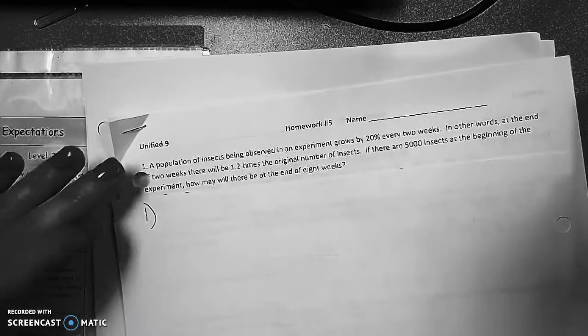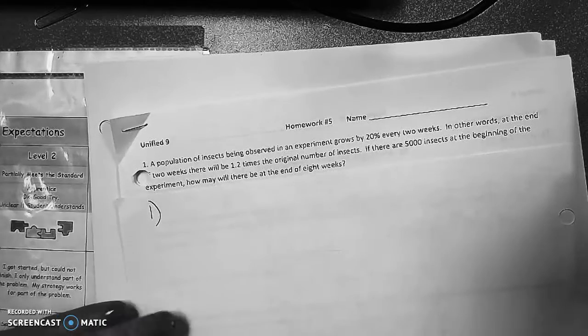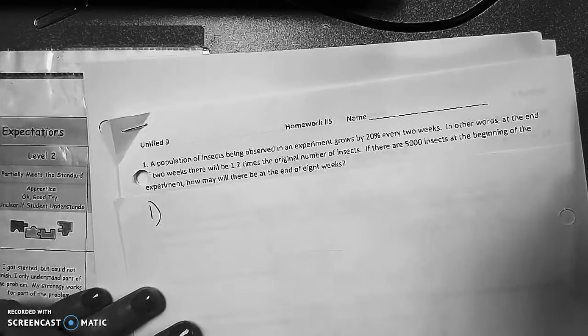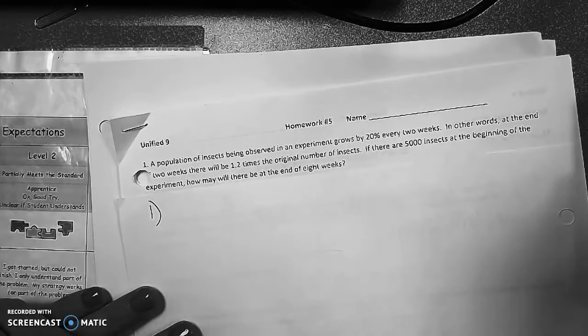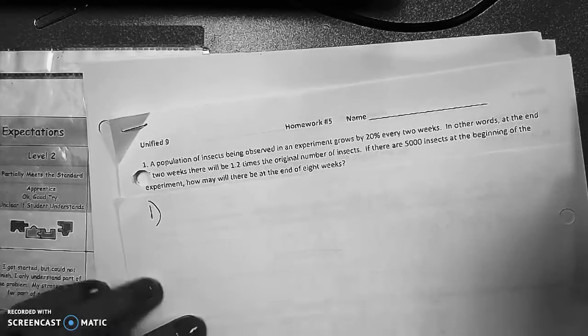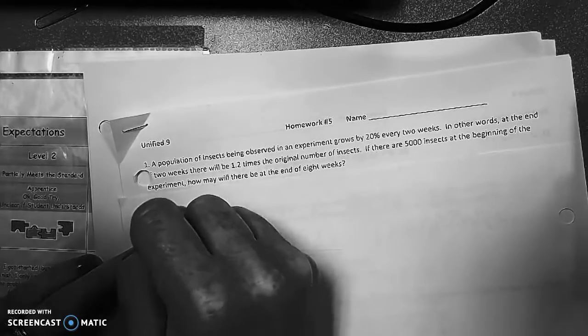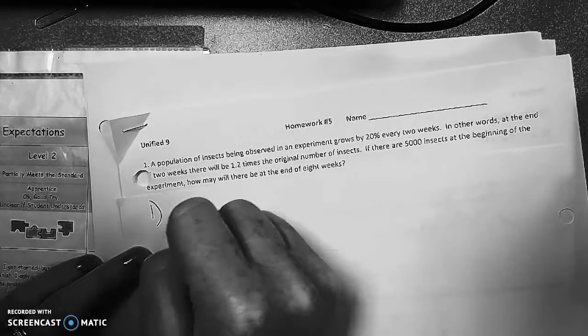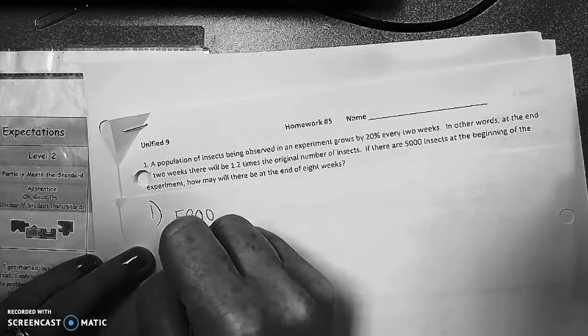Okay, next let's take a look at problem number 1. I will tell you that as I read this problem, I actually did not even end up using an equation for it. You can. But I kind of drew this out. So we're starting with 5,000 insects. This is like week 0.